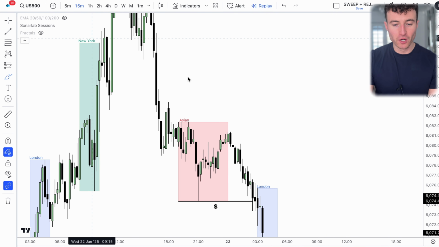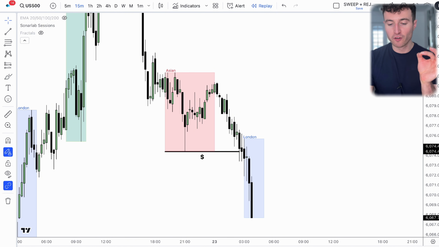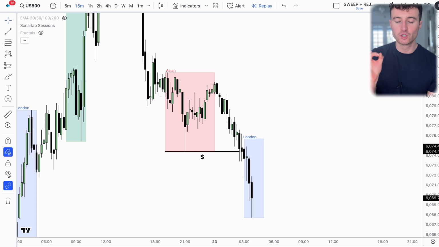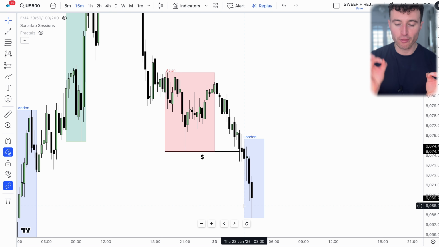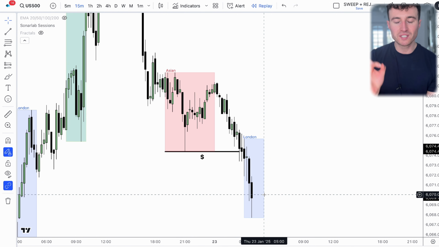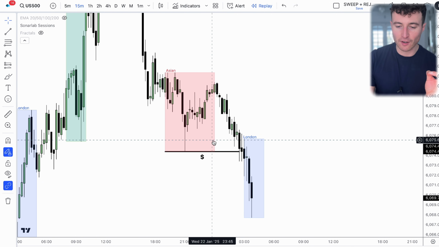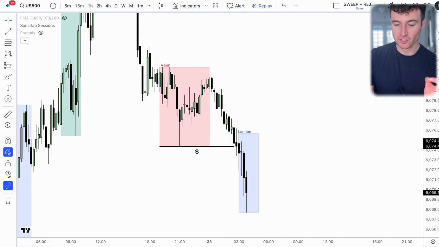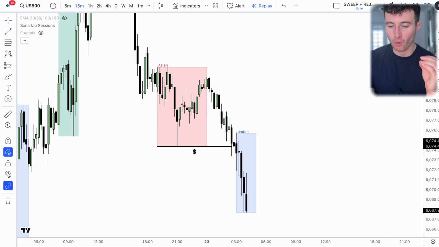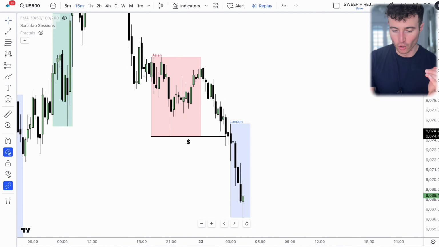So let me just zoom in for you guys right here. All that we're simply looking for now is a bullish confirmation during the London kill zone. For anyone that's new here, the London kill zone is between 3 a.m. and 5 a.m. UTC-5. That is New York perspective. The Asia session is from 7 p.m. until 12 o'clock midnight. So now we're simply waiting for a bullish confirmation during this London kill zone.